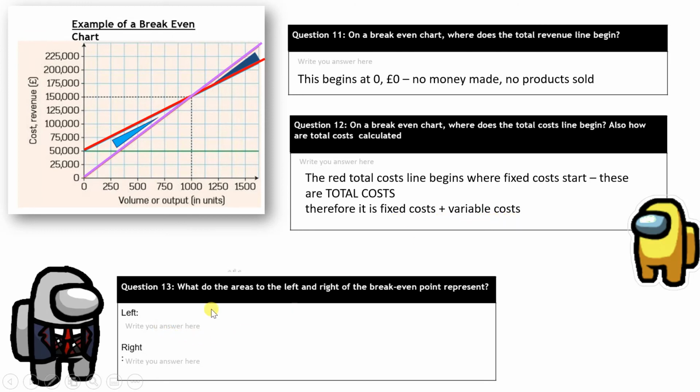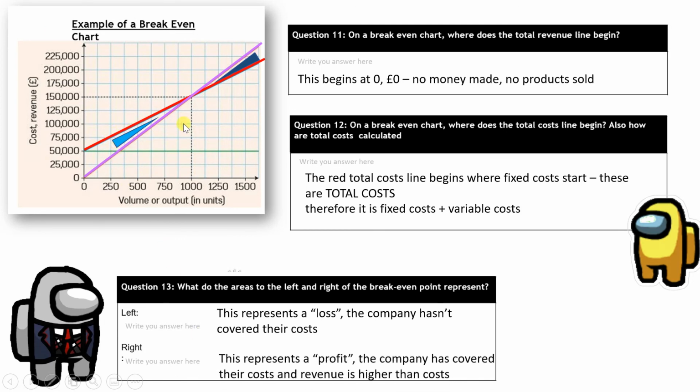Question 13. What do the areas to the left and right of the break-even point, the blue triangles, represent? Let's deal with the one on the left first. This area represents a loss. The company hasn't covered their costs. The red line is higher than the purple line, so it is in a loss. Now the triangle on the right, this represents a profit. The company has covered their costs. The revenue, the purple line, is higher than the red costs line. They're in profit.